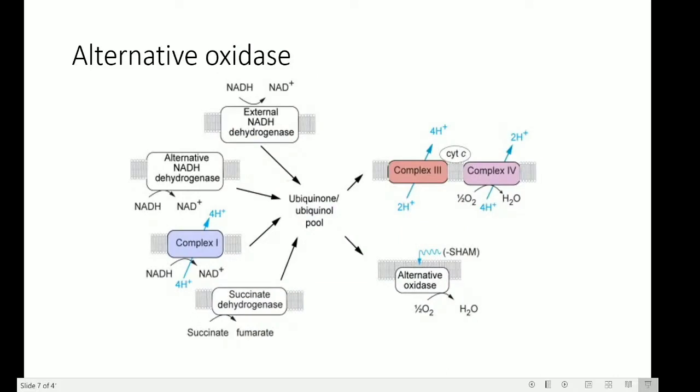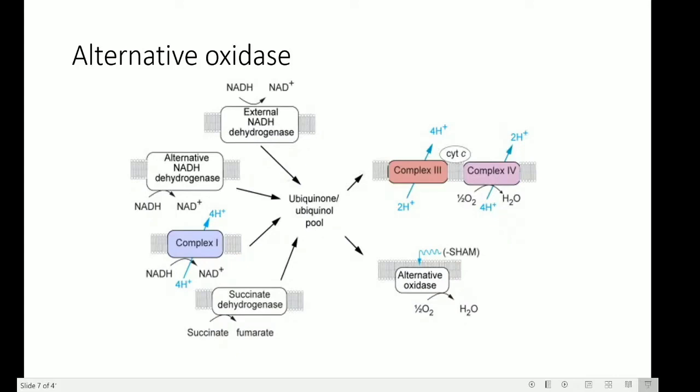Here is the explanation of the alternative oxidase. Alternative oxidase is converting O2 to H2O. So it's a very important thing in plant physiology. Okay, here it is absorbing the external NADH, converting NADH to NAD under the utilization of external NADH dehydrogenase. This dehydrogenase enzyme is helpful for the ubiquinone molecule activity.